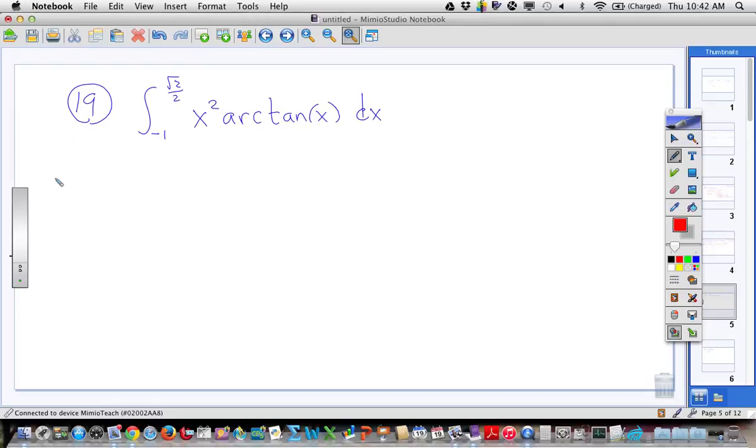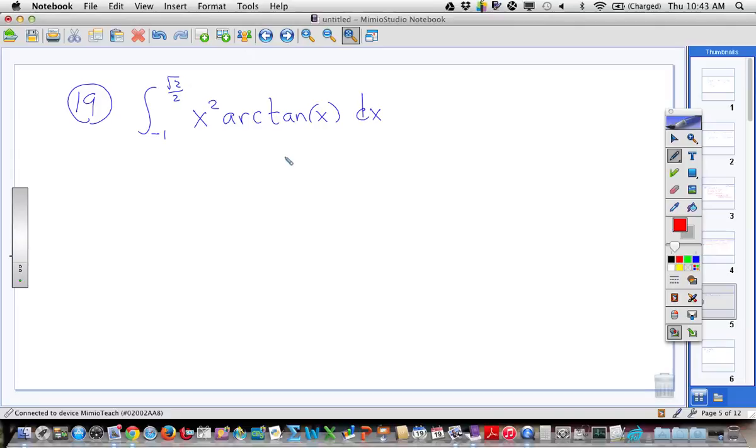Okay, let's talk about number 19. These are all ones that were in your book, on the integration by parts section. And then we add in the definite integral, which means we have to stick that in at the very end too, the f of b minus f of a part. But let's talk about what happens on this one. So we've got an algebra and an inverse trig.